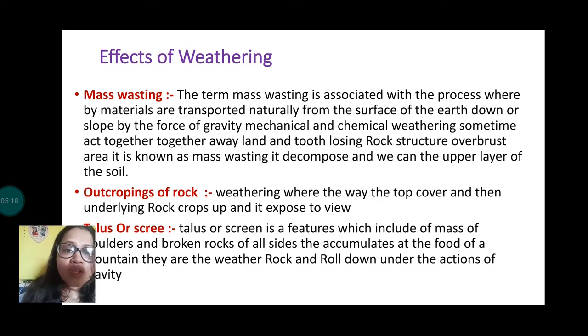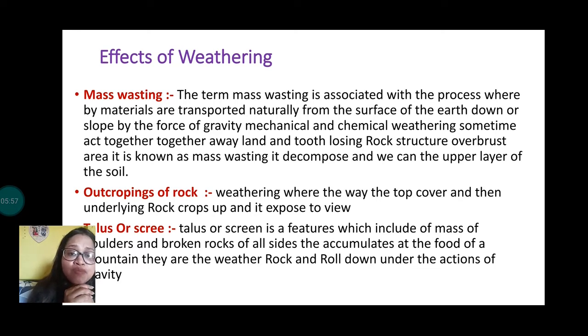So what are the effects of weathering? Mass wasting happens because of weathering. Mass wasting, what is that? This term is associated with the process by which materials are transferred naturally from the surface of the earth down the slope by the force of gravity. A huge amount of eroded material coming down from a high slope to lower portions with the force of gravity is known as mass wasting. As an example, landslide is one type of mass wasting.